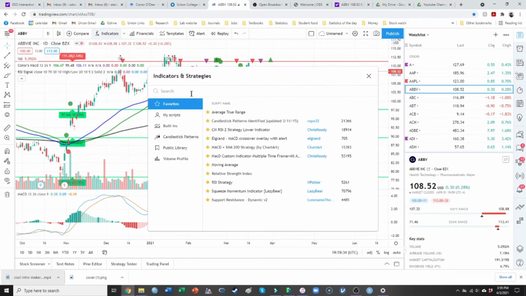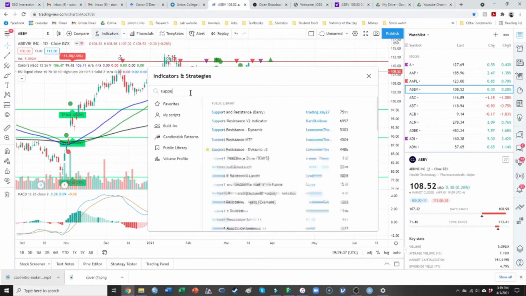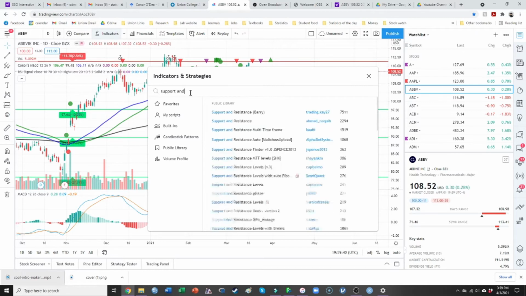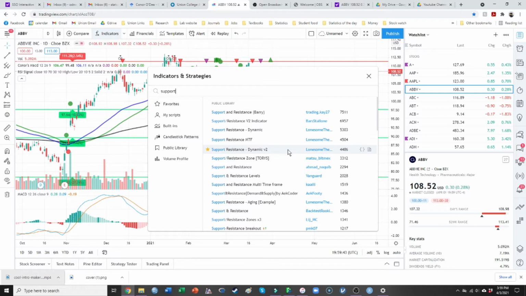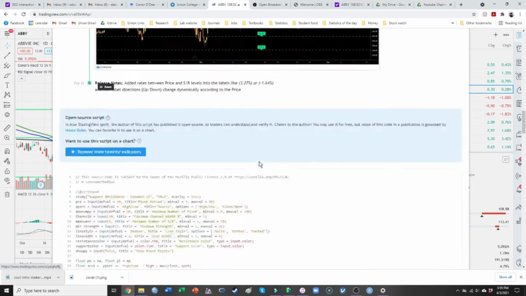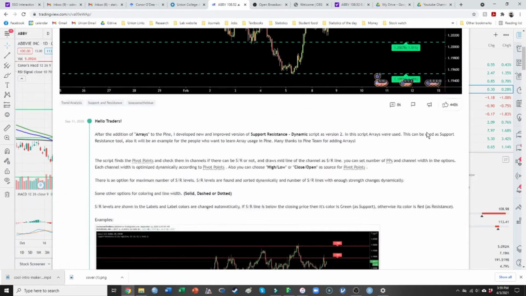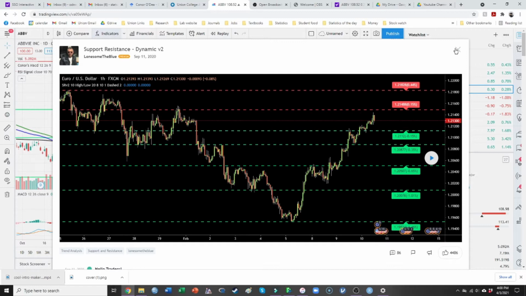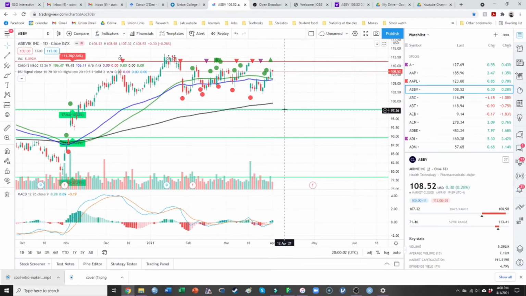I actually got that from another trader, so I'm going to type in support and resistance. Let's just type in support. And I believe that this is the one that I use, so I want to give a quick shout out because this is remarkable. Lonesome the Blue has shared this Pine editing strategy with everyone, and it just automatically codes in these support and resistance lines. So you can just search for that. It's freely available for you to use, and you can add that in, and it saves you a lot of time. Now again, I also add in some of my own lines.